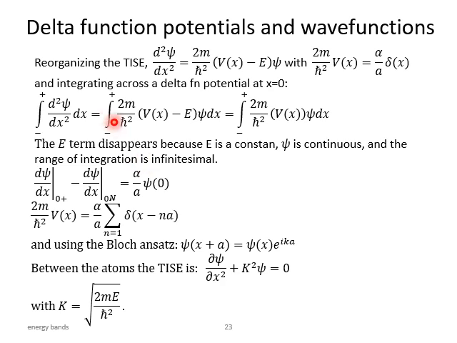The left-hand side of the integral is the integral of d squared psi dx squared once, which gives me d psi dx, evaluated just above 0 and just below 0. So the difference in slope on either side is related to the strength of the delta function potential.